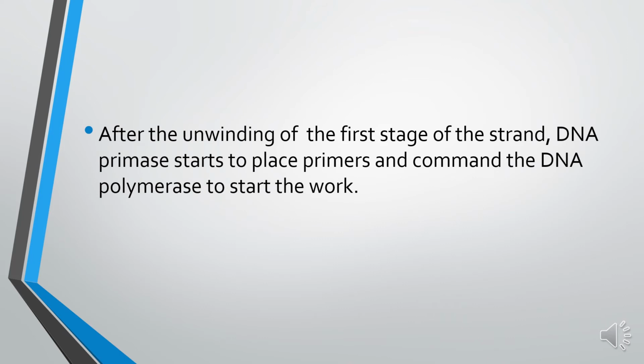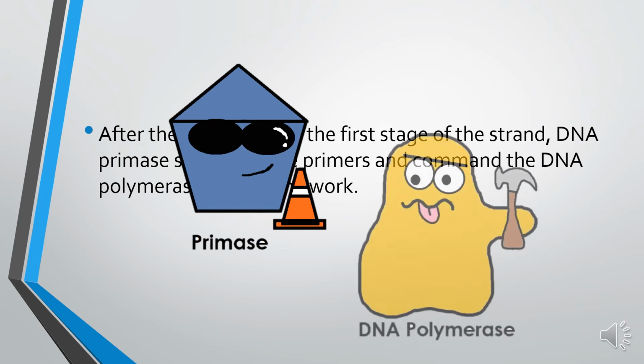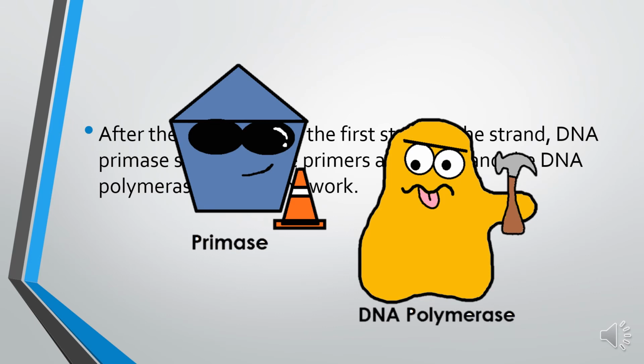So after the unwinding of the strand, the primase starts to place primers and commands the DNA polymerase to start the work. Primers, or the initializers, are short synthesized RNA sequences, and those primers will guide the DNA polymerase, or the builders, on what to do and where to start.